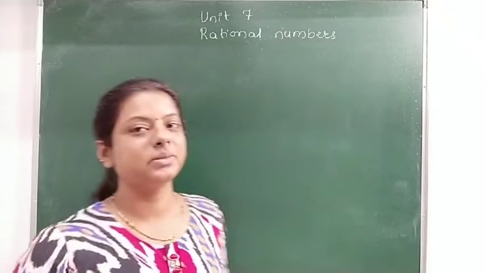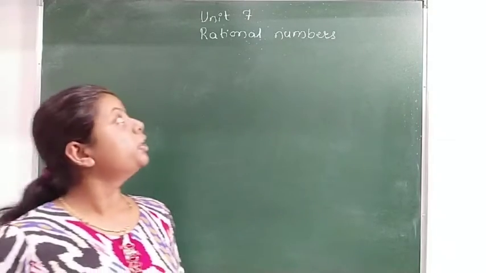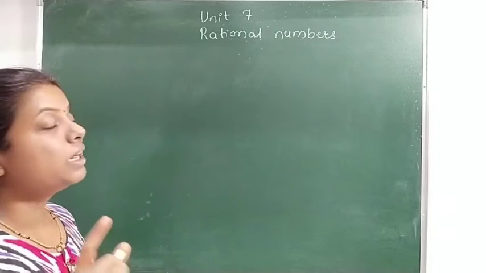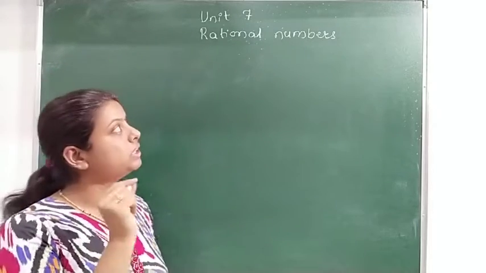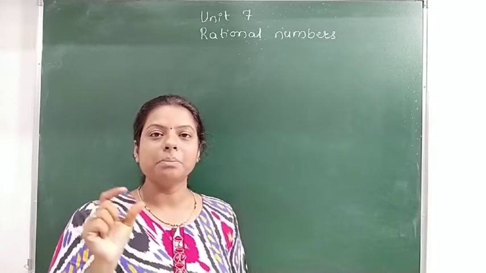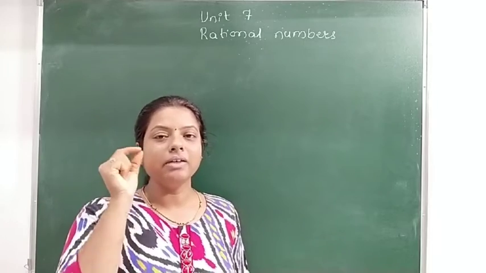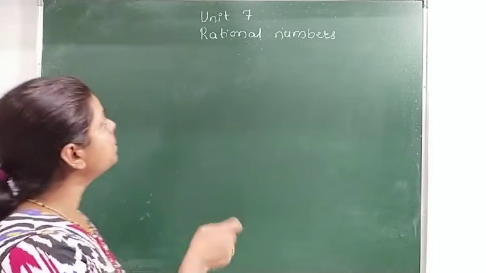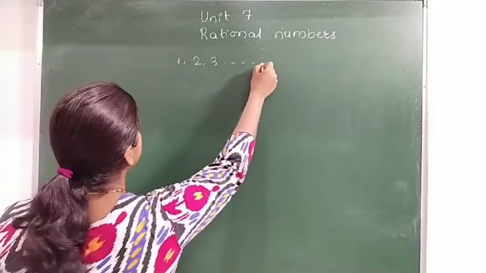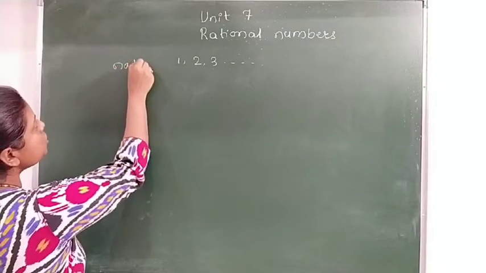Hello students. Today we will start with the rational numbers, unit 7. Before seeing the rational numbers, we have to see about the numbers. As you already know, when we think of numbers, our mind starts with 1, 2, 3 like that. These numbers we call natural numbers.